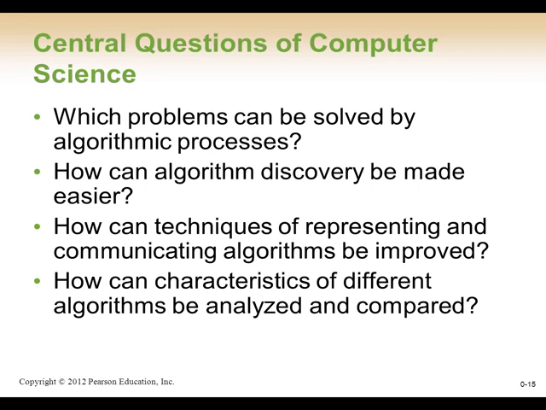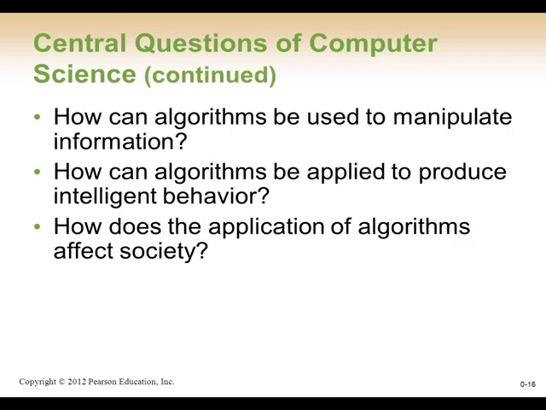So it is not like I'm just going to write a program. I'm going to write a program that is going to be very efficient, and it's going to do the steps much better, so the program is going to run faster and more efficiently. So how can algorithms manipulate information, and how can algorithms be applied to produce intelligent behavior? And more and more we see that we can make decisions based on computer programs.